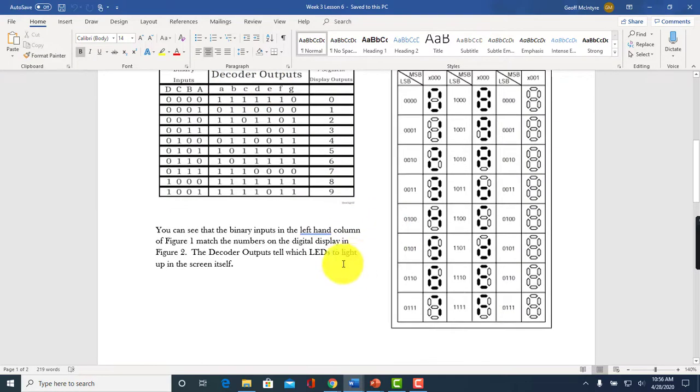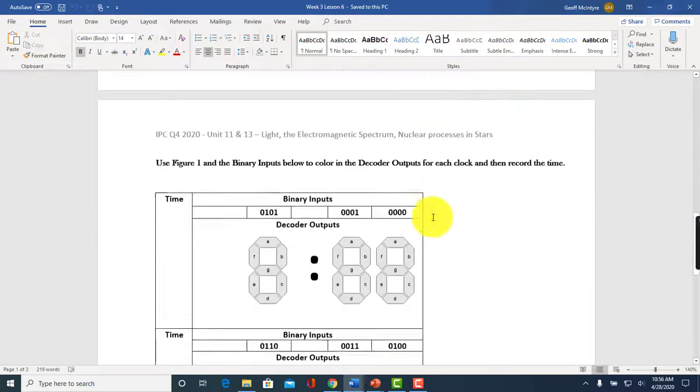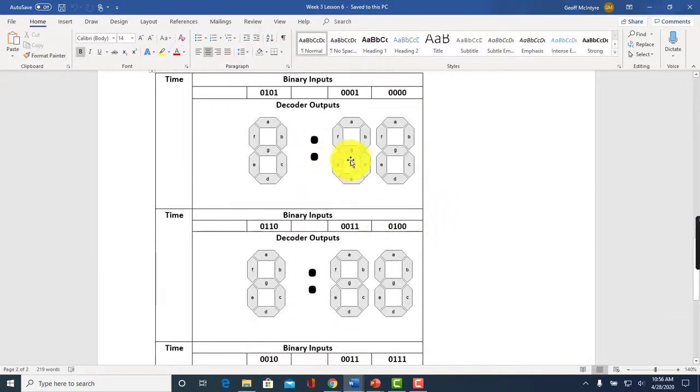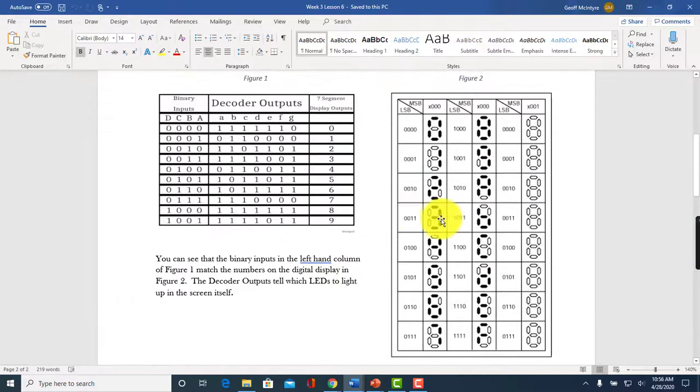So if we were to find 1001, there it is right there. And so it's saying everything except for letter E is turned on. See, so that's E there, right there. Lost it. There it is. And that makes the number 9.